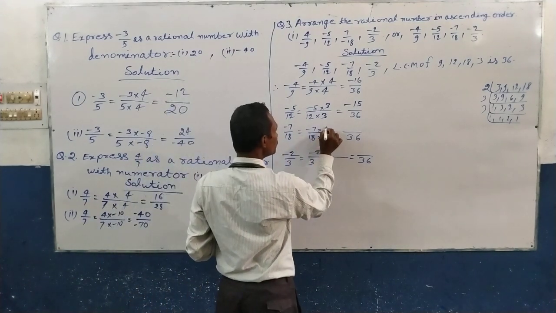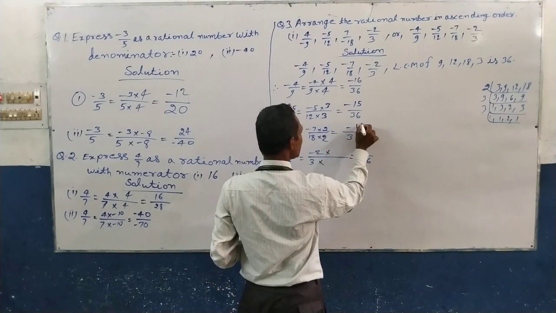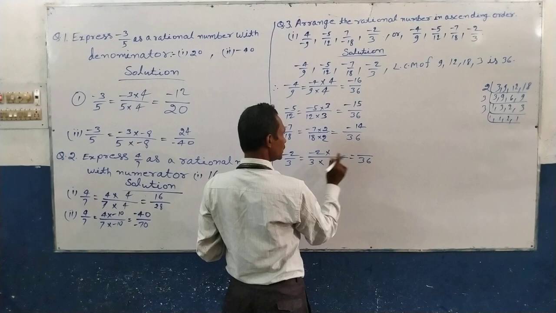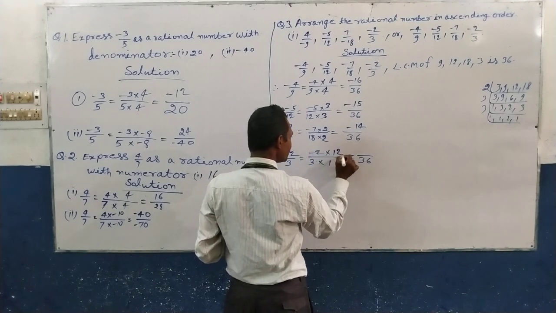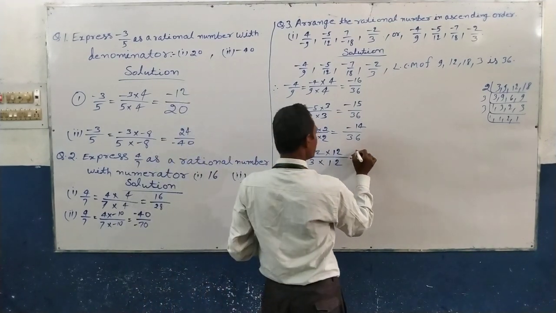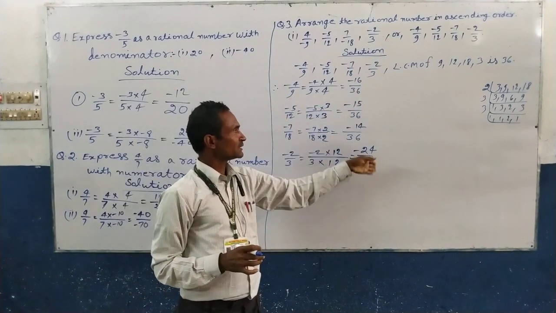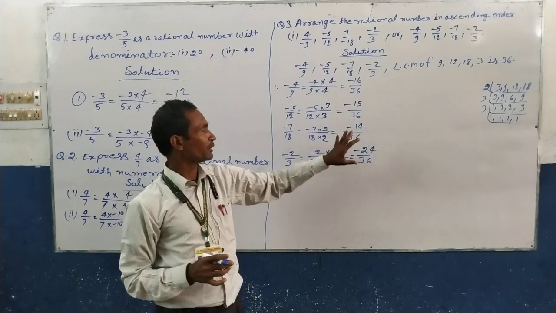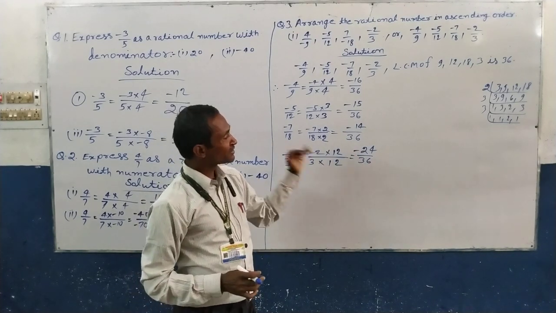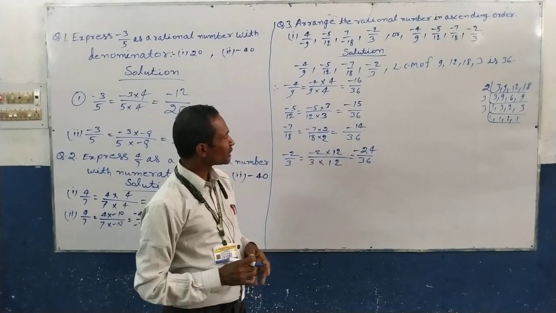Similarly, multiply here, we can find -14 by 36. Also -2 multiplied by 12, also multiplied by 12, we find the same, -24 by 36. Here the denominator is the same in all rational numbers, 36, 36, 36, 36. So the largest negative number is the smallest number.